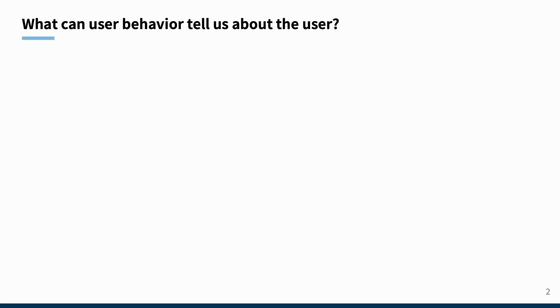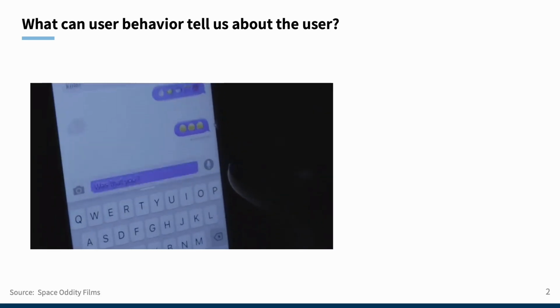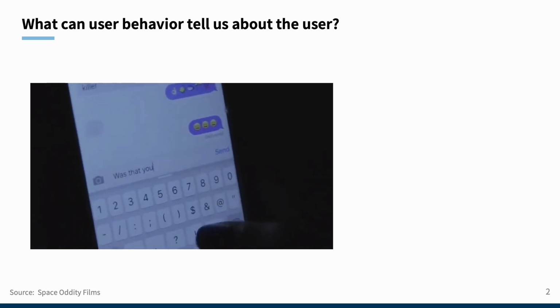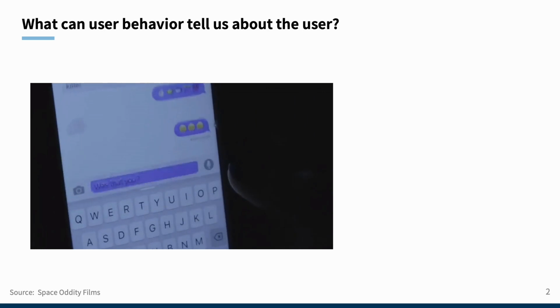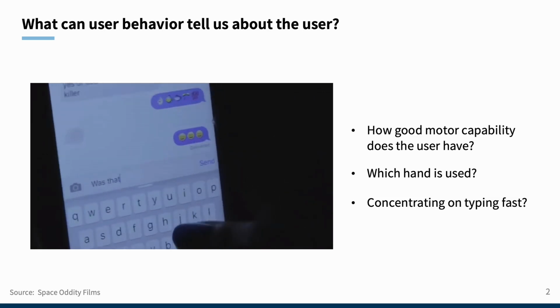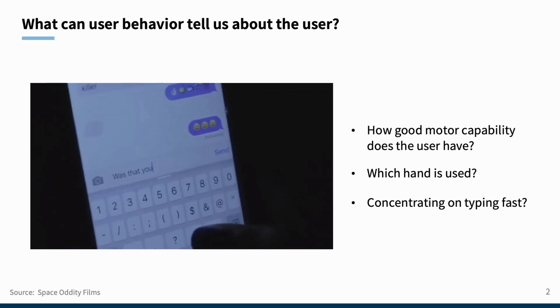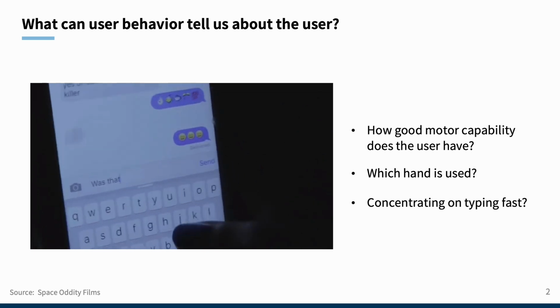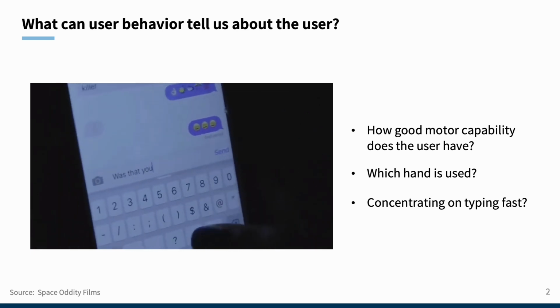What can user behavior tell us about the user? Let's say here's a user typing a text with their smartphone. We observe how many words they are typing per minute and how accurate it is. We can think of several factors of a user that will affect typing behavior. For example, some users may have better motor capability on fingers, or some users just prefer to type fast, while others focus on minimizing typos.